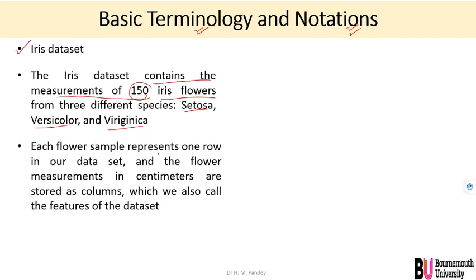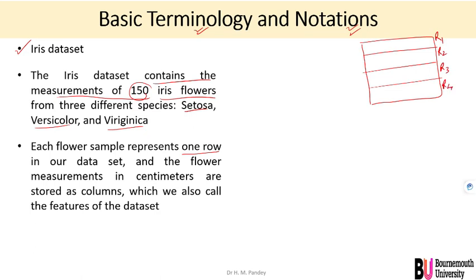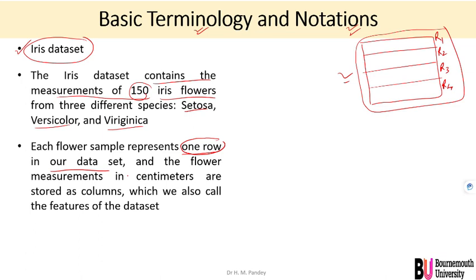Each flower sample represents one row. If it is represented in a table like this, how many rows are there? Row number 1, row number 2, row number 3, row number 4. It means that if there are 4 rows, how many flowers' information is stored in this table? 4 flowers. So one row in our data set, that is the Iris data set, each flower sample represents one row.